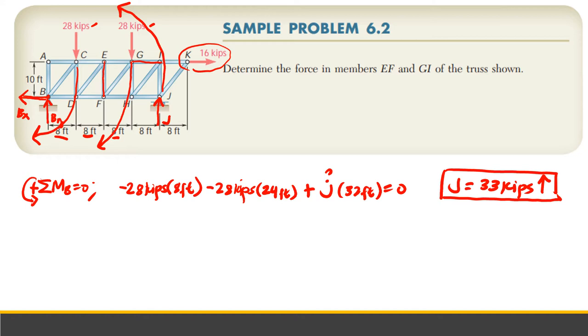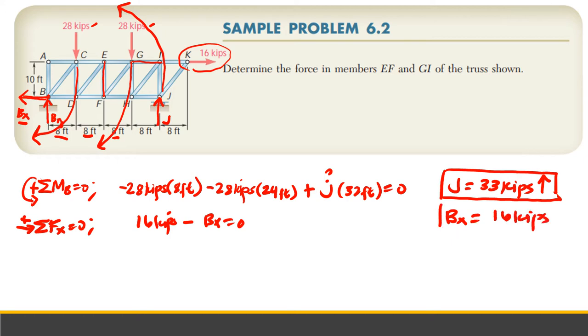Now to solve for BX and BY. Summation of forces in X equals 0, going to the right is positive. The only forces on the X axis are BX and the 16 kips. So 16 kips minus BX equals 0, so BX is equal to 16 kips. It is alright to assume that BX could be going to the right, but the assumption should be a calculated assumption. Look at the structure for forces on the x-axis, especially if there is only one, and counter it with your reaction.